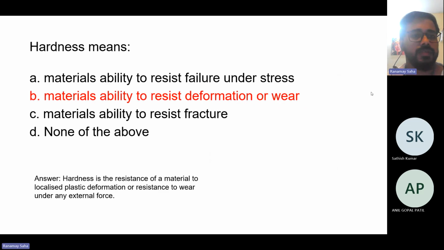Then question was about hardness. Hardness is a simple one. We all know it is the material's ability to resist deformation or wear. So hardness is the resistance of a material to localized plastic deformation, resistance to wear under any external load. That's correct.